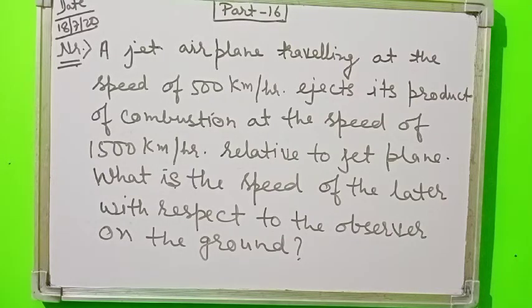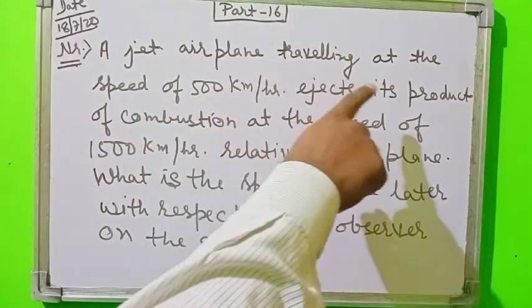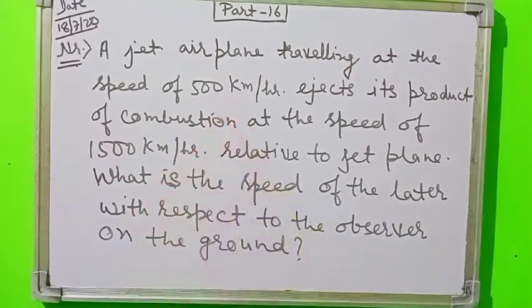In continuation with the video lectures on motion in a straight line, today's video is based on the numericals of relative motion. So, read the numericals and try to solve these questions on the basis of the concept given about the taught portion. So, students, the first numerical is a jet airplane traveling at a speed of 500 km per hour.